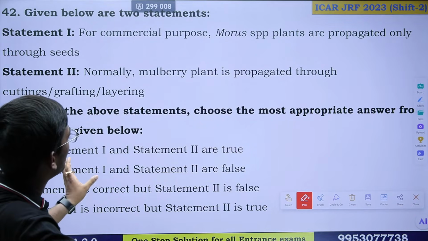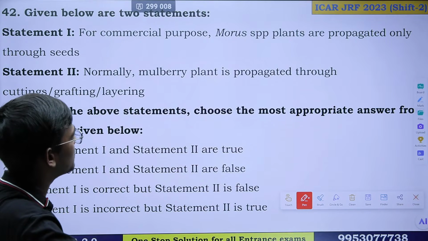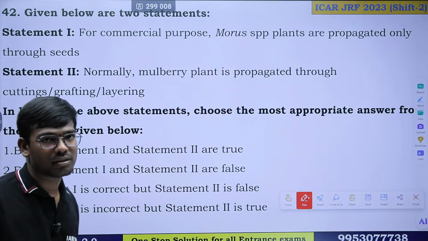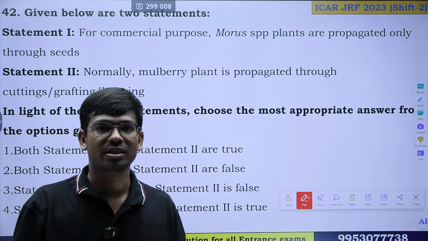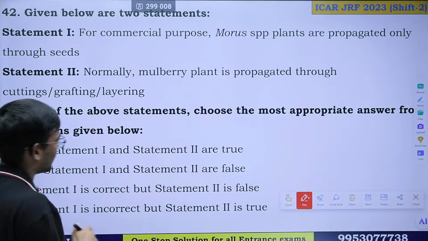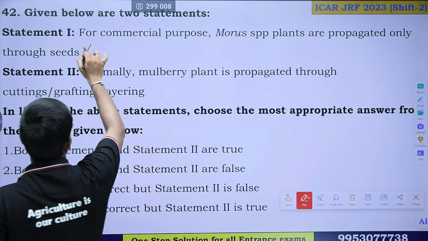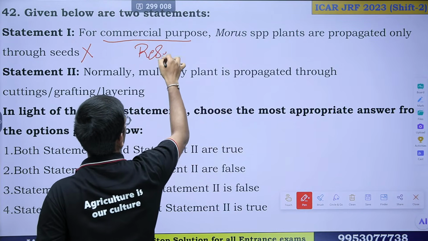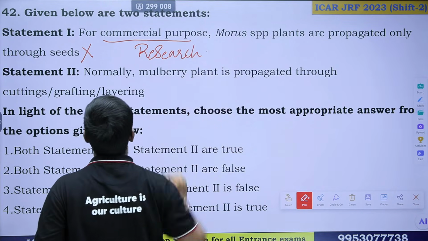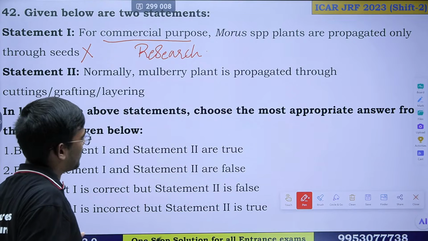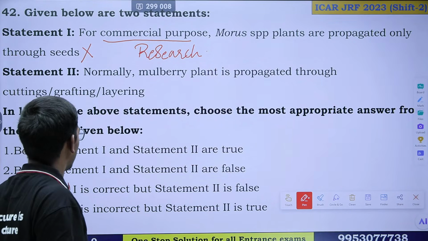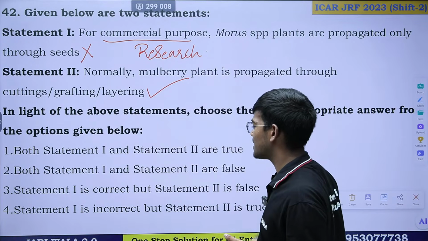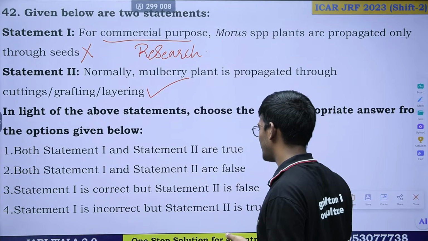Okay. And statement 1, for commercial purpose, Morus species plants are propagated only through seeds. For commercial purpose, it won't be recommended. Only for academic research purpose, they will do. This statement is wrong, not for commercial purpose, only for research. You can think. Okay, and statement 2, normally mulberry plant is propagated through cuttings, grafting and layering. Okay. So here statement 1 is incorrect, but statement 2 is correct.